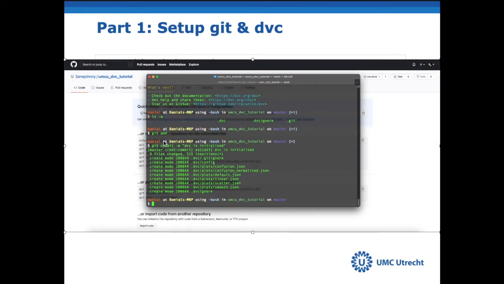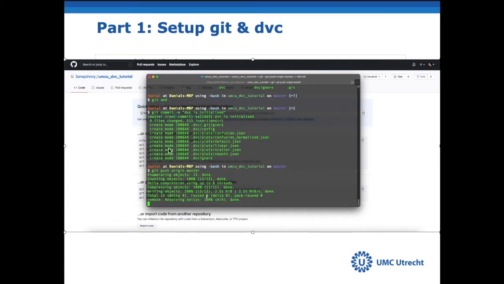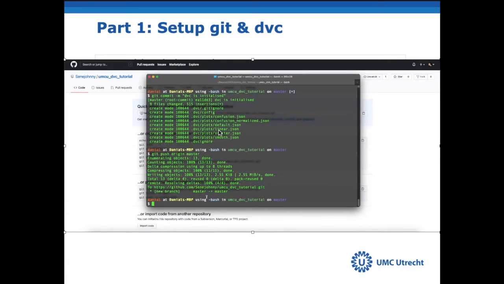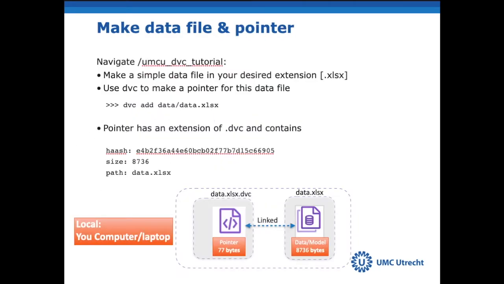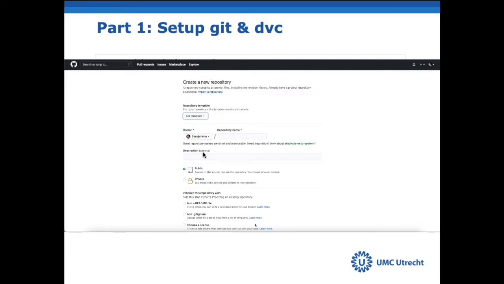So whatever we have here, we will add it. We will say git add because we want to keep track of everything that's here. Then we will commit it with a message that DVC is initialized, and we will push it to our remote repository. What we basically did was very simple. We just cloned the Git repository and initialized it with DVC. There were a couple of files created by DVC, which we'll go into more detail on later down the road.